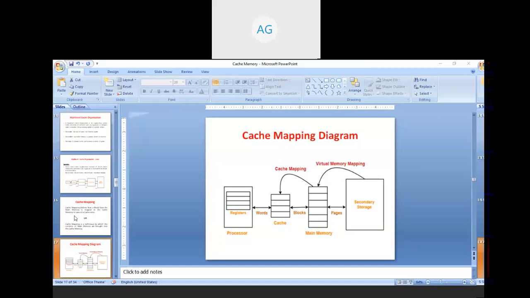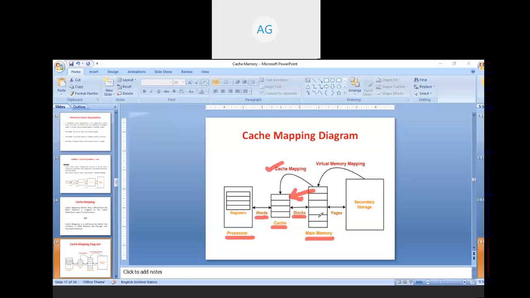From this diagram, you can see that cache memory exists between the CPU and the main memory, and you already know that the transfer of data between the cache and the processor is known as word, whereas the transfer of data between the cache and the main memory is known as block. So when we need to transfer that word from the main memory to the cache memory, that process is known as cache mapping.